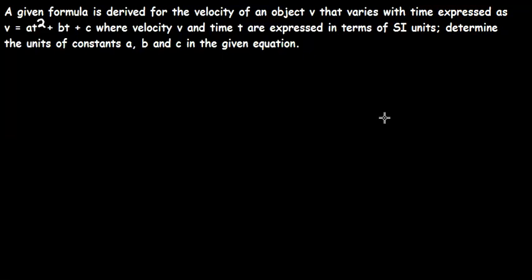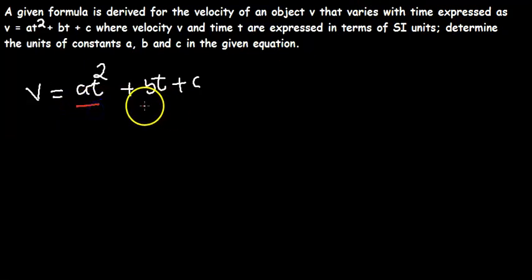To determine the unit of the constants A, B, and C, let's write the equation first. The equation is given to us as velocity equals AT to the power of 2, plus BT, plus C. This is our first term on the right hand side, this is the second term, and this is the third term, and this is the left hand side. We need to ensure that each term on the right hand side of the equation has the same unit as the left hand side. Do you understand?